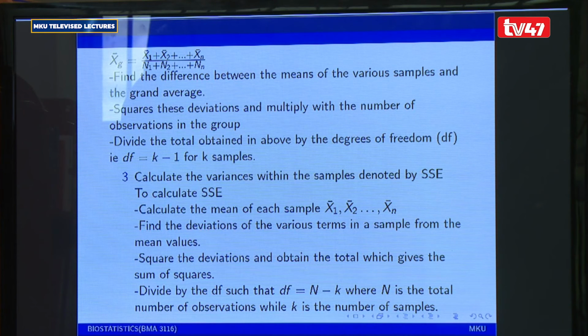Now divide this by the degrees of freedom. For the sum of squares due to errors, that is SSE, the degrees of freedom is the total number of observations. So note, if you have 5 samples and each sample has 5, then you will have a total of 25 observations. That's what we are labeling with capital M. Then you subtract the number of samples. In this case, if you have 25 overall observations and you have 5 samples, then it will be 25 minus 5, which is 20. In the definition, N is the total number of observations and K is the number of samples.